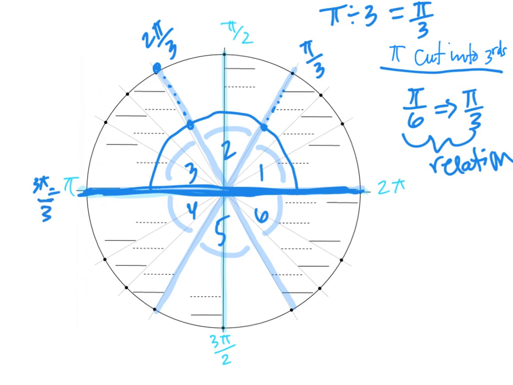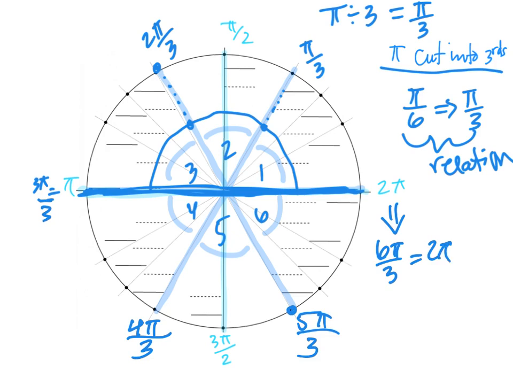Divided by 3. All right. So, and then I have 4 pi. I have 4 of them, right? And then I have 5 pi, right? So I'm here. 5 over 3. And then this is the 6th version. So I'm going to write it down here. 6 pi divided by 3, which is just 2 pi.